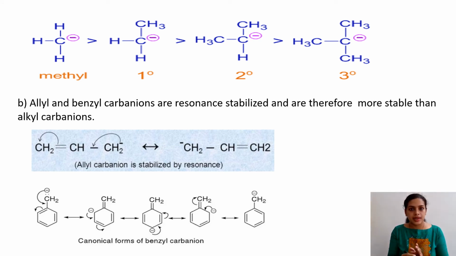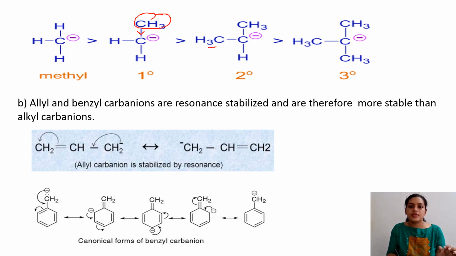Now, in the case of methyl carbanion, there are 3 hydrogen atoms. But in the case of this primary carbanion, 1 alkyl group is attached. Now, the alkyl group has a plus I effect. It will be donating its electron density towards this carbon. The carbon is already negative, but instead it is receiving more electron density from the groups attached. So, it is a little bit destabilized.